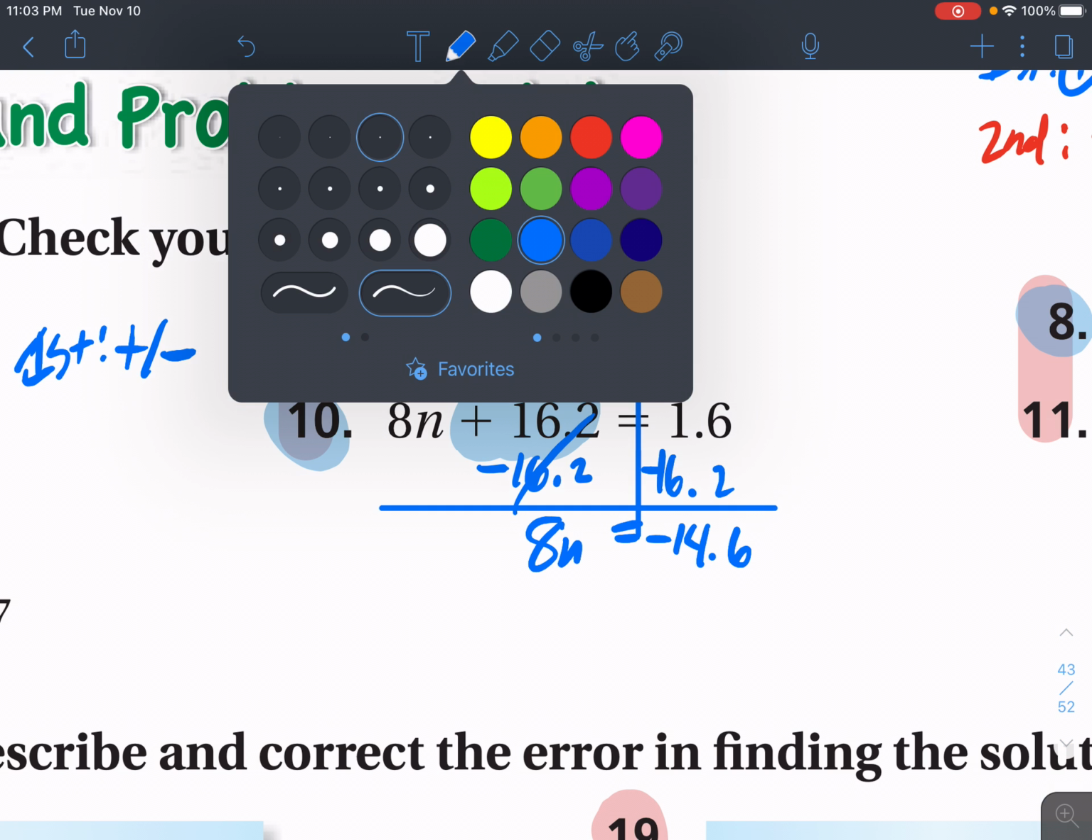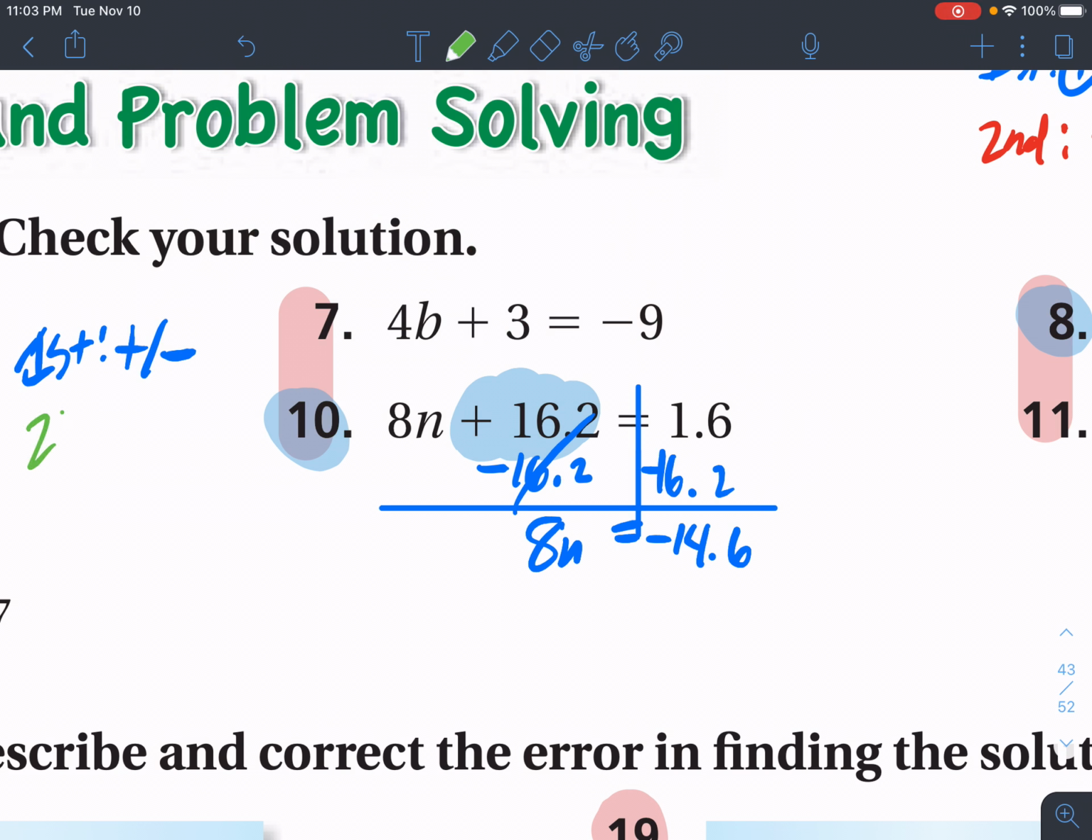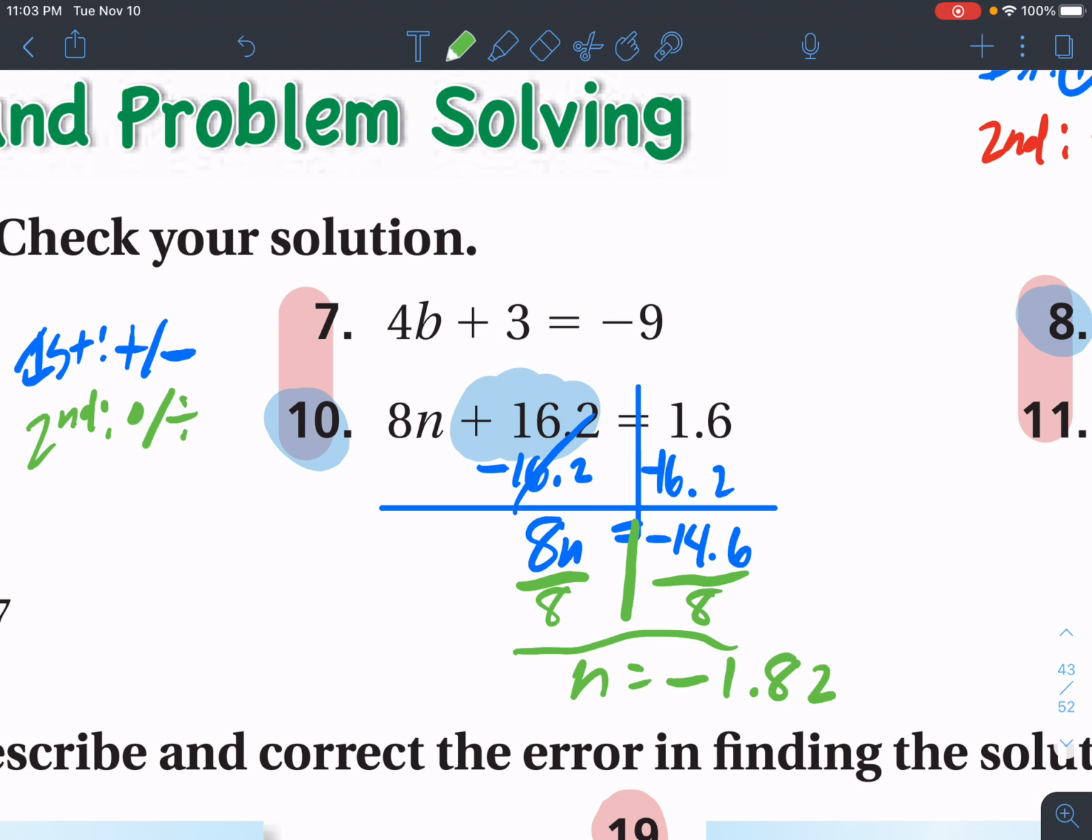Now you're going to have to do some math here. That's your second step. Your second step is going to be multiplying or dividing. Here we're going to divide by 8, divide by 8. That's going to get me n equals. So that divided by 8, we're going to get negative 1.825.